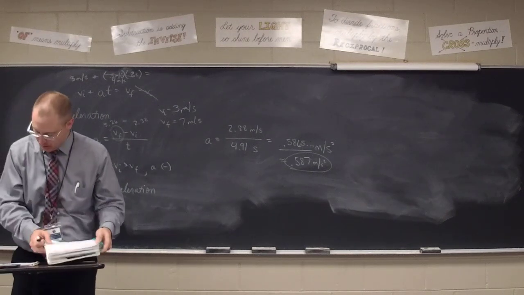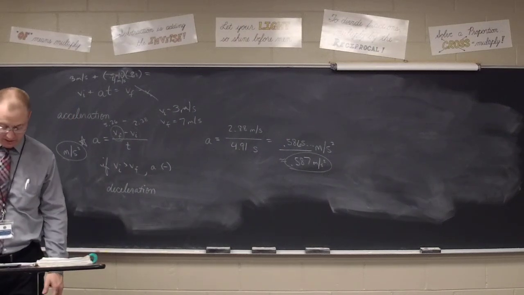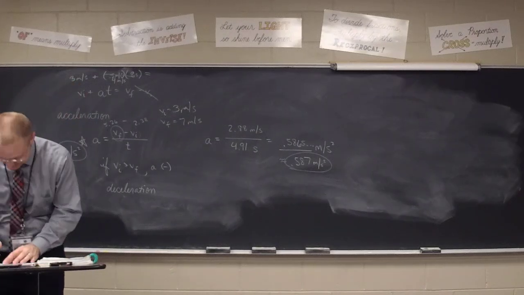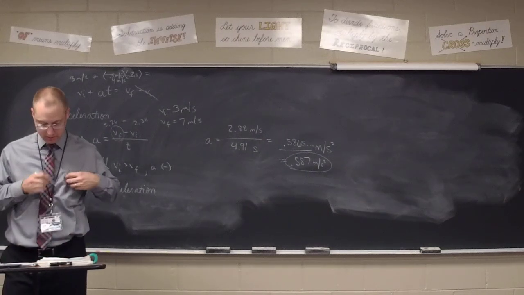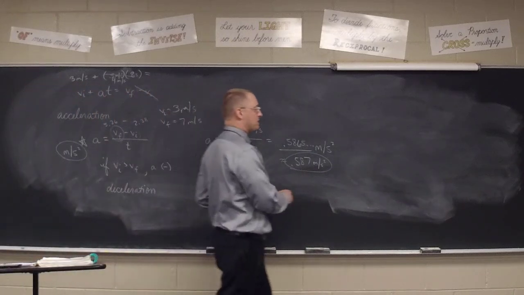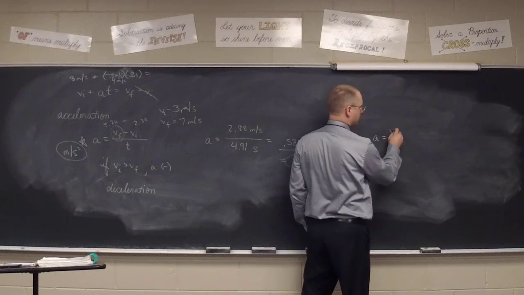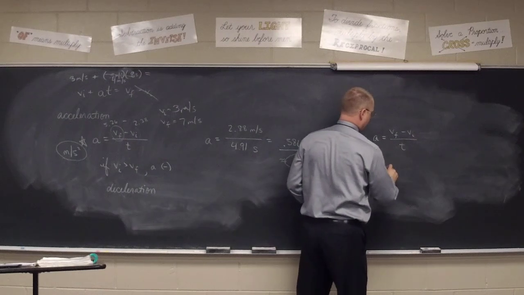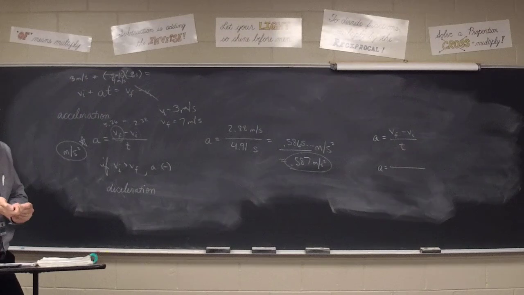Turn over to page 93. Page 93. And take a look at problem number 10. Problem number 10. Go ahead and read that for us. This time, Audrey. If an object is accelerating from rest to 50 meters per second in 15 seconds, what is its acceleration? All right. So this time we're just looking for acceleration. What's my equation for acceleration? Audrey? A equals v final minus v initial, over t.